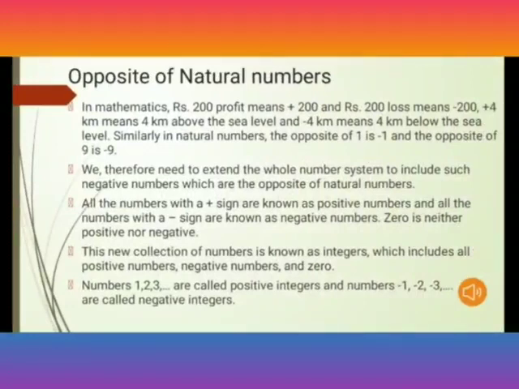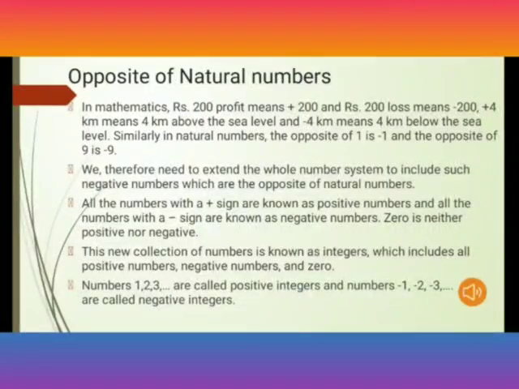Dear students, now let's discuss opposite of natural numbers. In mathematics, rupees 200 profit means plus 200 and rupees 200 loss means minus 200. Plus 4 km means 4 km above the sea level and minus 4 km means 4 km below the sea level. Similarly, in natural numbers, the opposite of 1 is minus 1 and the opposite of 9 is minus 9.